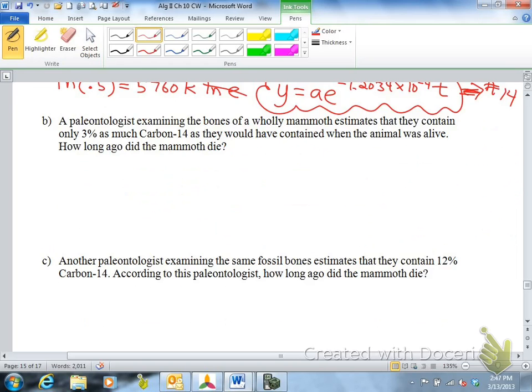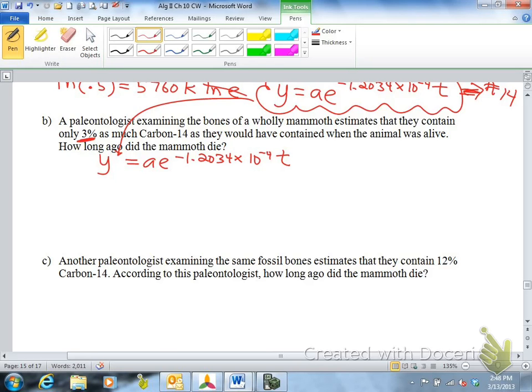So a paleontologist is examining the bones of a woolly mammoth. A woolly mammoth is basically a really hairy elephant that lived a long time ago. They estimate that the woolly mammoth contains only 3% as much carbon-14 as it would have contained when it was alive. How long ago did the woolly mammoth die? We're going to use the formula we just derived: y equals A e to the negative 1.2034 times 10 to the negative 4 t.